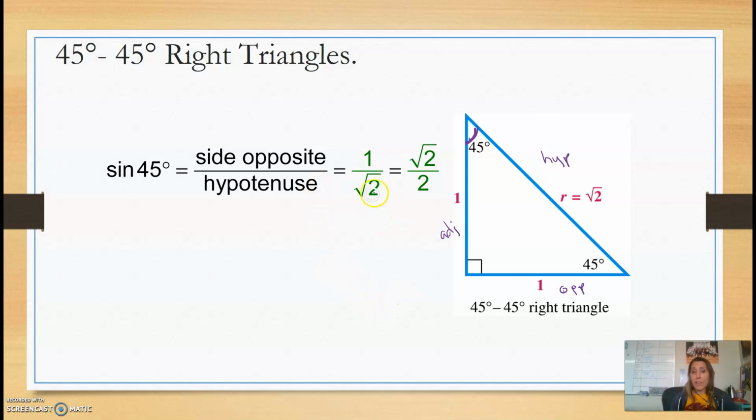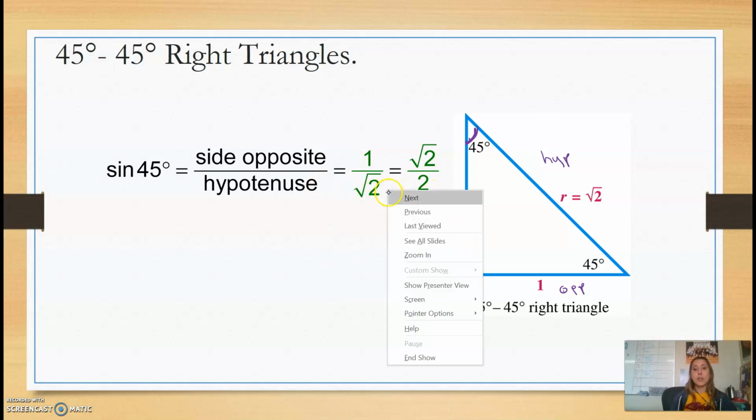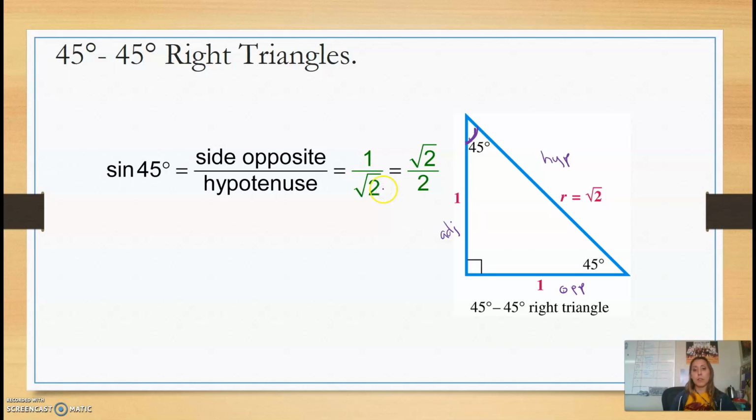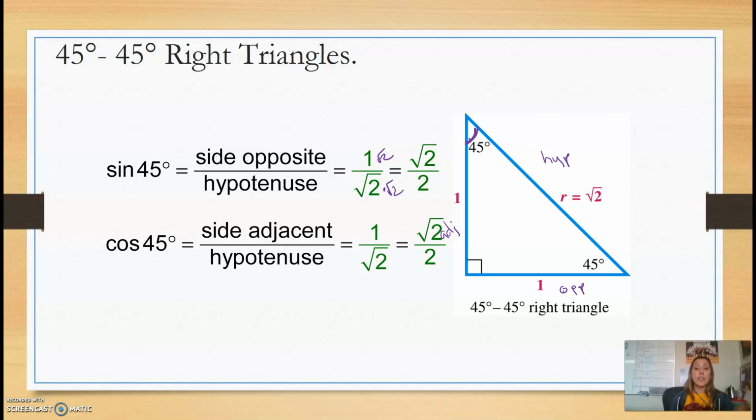Again, we can't have that radical. Remember I said at the beginning of the week, we're going to get some natural practice of getting rationalized fractions. So we're going to multiply by the square root of 2 times the square root of 2, and that's how we get a square root of 2 over 2. To find the cosine of 45, we're going to get the 1 over the square root of 2 again, which means we have to have the square root of 2 over 2.